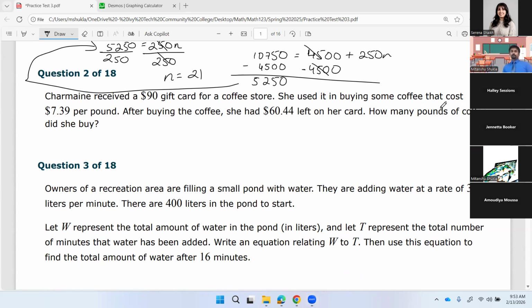Okay, so number two. Charmaine received a $90 gift card for a coffee store. She used it in buying some coffee that cost $7.39 per pound. After buying the coffee, she had this much left on her card. How many pounds of coffee did she buy? So hang on a second. Again, organize your information. We received a $90 gift card. This seems to be some sort of beginning amount, right? My gift card starting balance is 90 bucks.